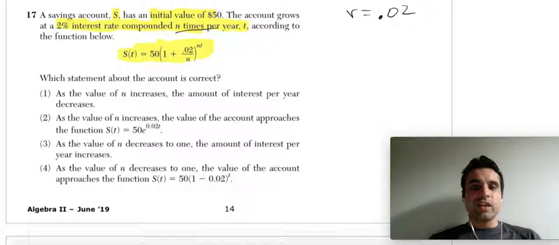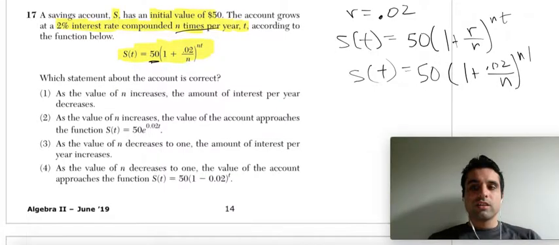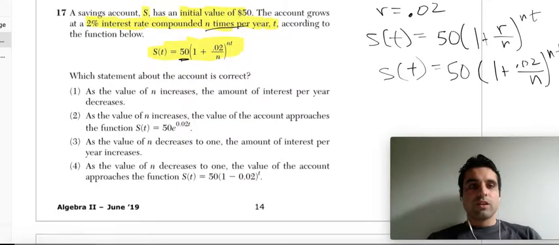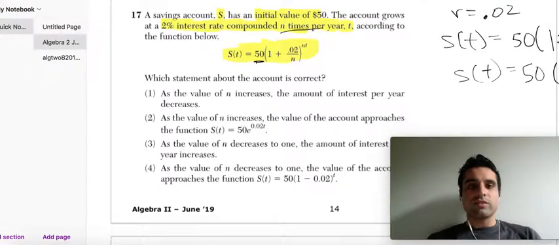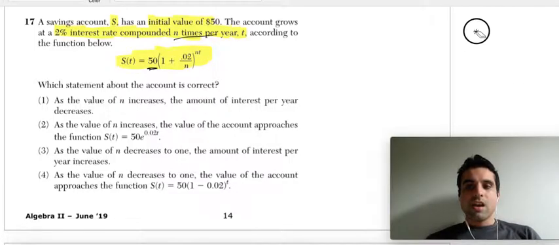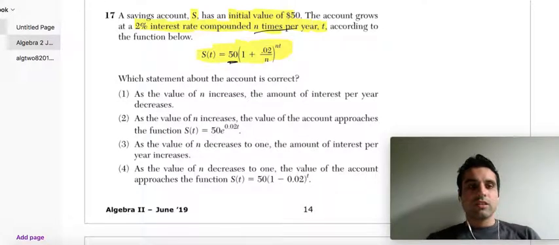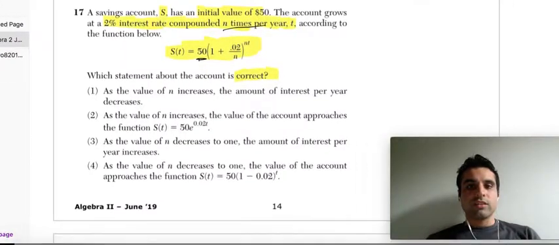So the formula is always S of t equals the initial amount, 50, times 1 plus r over n to the n times t, where t is years. But r is equal to 0.02, so that's how we get 1 plus 0.02 over n to the nt. All right, that's where the formula came from, which you should know anyway because they're not always going to give it to you. They were very generous to do that. But let's look at the next part. As n increases, which statement about the account is correct? So they want to know which one's correct.